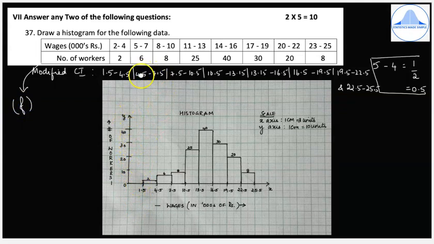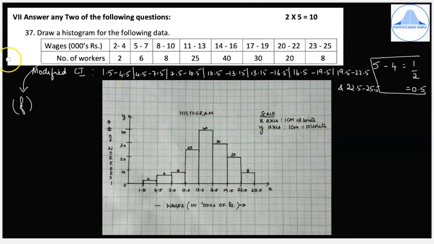Now what is a histogram? With the class interval as the base, you have to mark the corresponding frequency. So for the class interval 1.5 to 4.5, mark the frequency 2. Similarly, for 4.5 to 7.5, draw a rectangle with height up to 6. Similarly, you can mark for the next rectangles height as 8, 25, 40, 30, 20 and 8. So a histogram is nothing but a set of rectangular bars which are attached to each other. And for the y-axis, don't forget to write the scale. 1 centimeter is equal to 10 units.